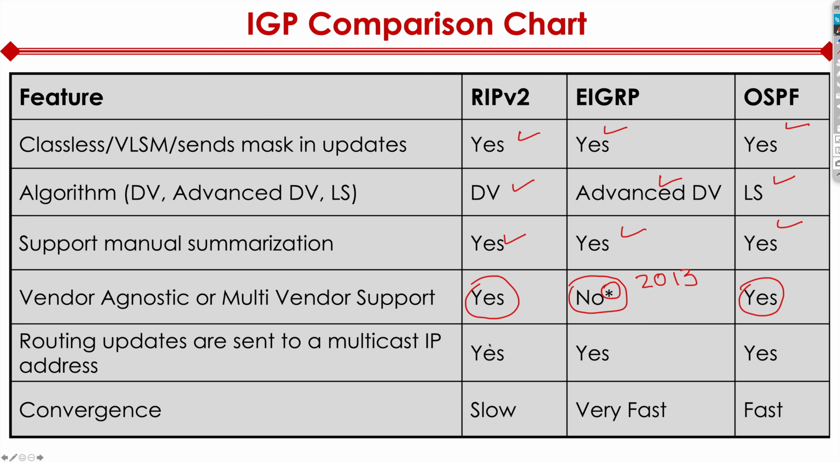Routing updates are sent to a multicast IP address on all three. And from a convergence perspective, RIP version 2 is slow. EIGRP is very fast because it has a concept of successor and feasible successor, which means it has the primary path and the secondary path in the routing table available all at the same time, and it doesn't have to recalculate. It's very, very fast to switch over. And OSPF is considered fast.